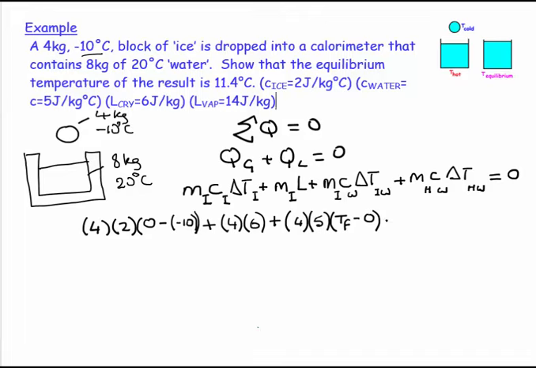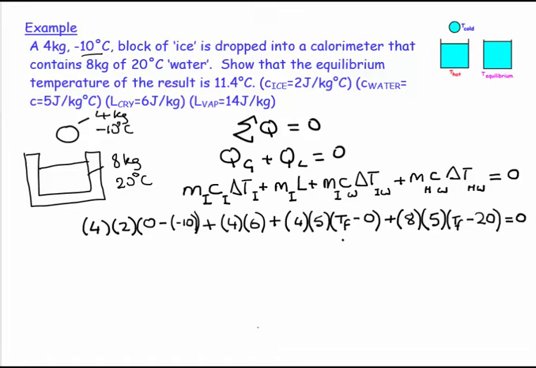I have a 4th term, and this 4th term is going to be the mass of the hot water, and that's 8 kilograms. And it is water, so I need the specific heat of water, which is 5 joules per kilogram per degree C. And now I've got to do its temperature change. And yes, it ends at T final, but it started off at 20 degrees C. Not that hot, but that all equals 0.